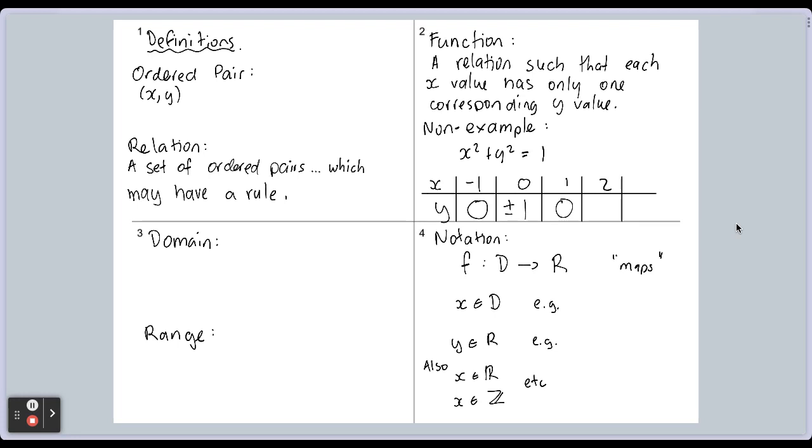So this bit here is where we have an issue. What we're basically saying is that with 0 as an input, the output could be either 1 or minus 1. And so therefore it is not a function. It's a relation, we can graph it, but it is not a function.